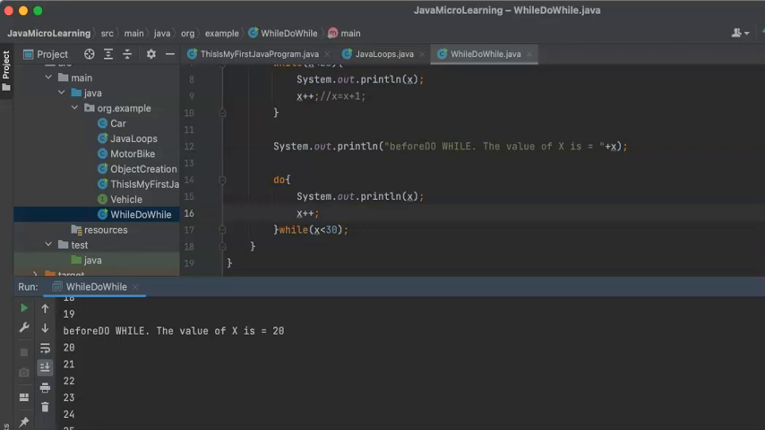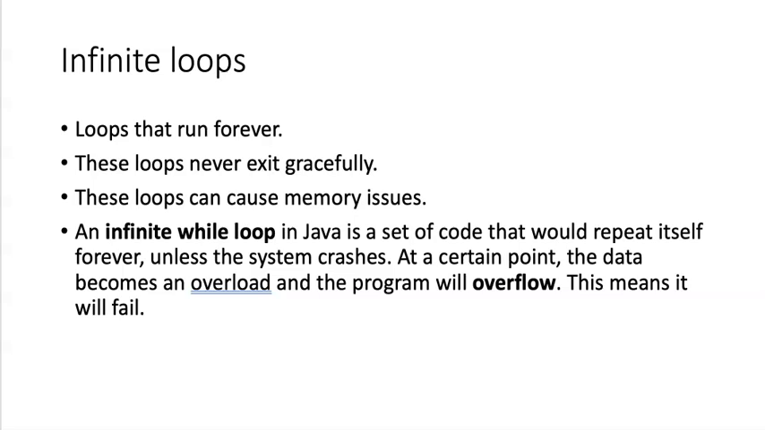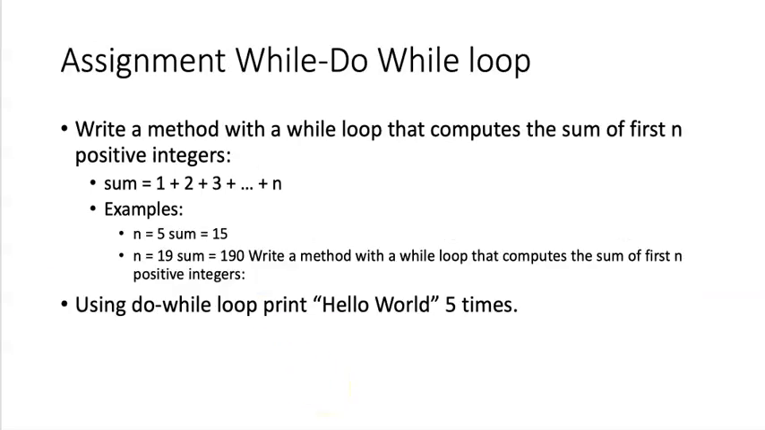So for the assignment, I would like you to use the doWhile loop to print the sum of numbers from 1 to n. You can pick any number of your choice, 10 or 20, and then print the sum of the numbers up to that number. If n is equal to 5, the sum will be 1 plus 2 plus 3 plus 4 plus 5. So the sum will be 15.